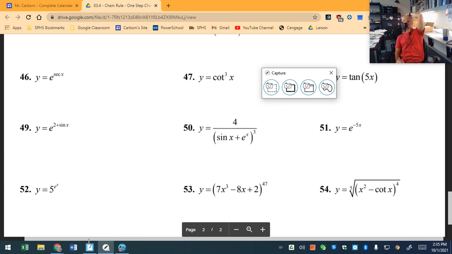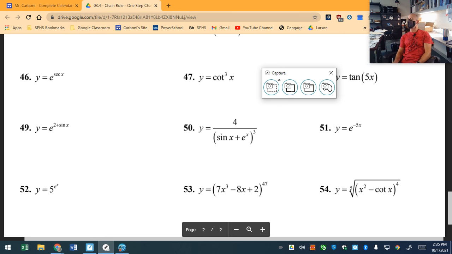We okay there? Good, bad, ugly. 53, 47 times all that stuff to the 46. And then in parentheses, you have to put all this in parentheses, 21x squared minus 8. If you do not put 21x squared minus 8 in parentheses, you're wrong. You have to put that in parentheses.